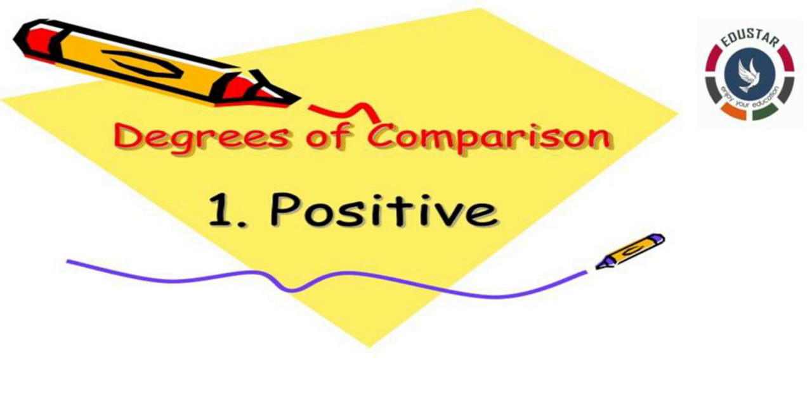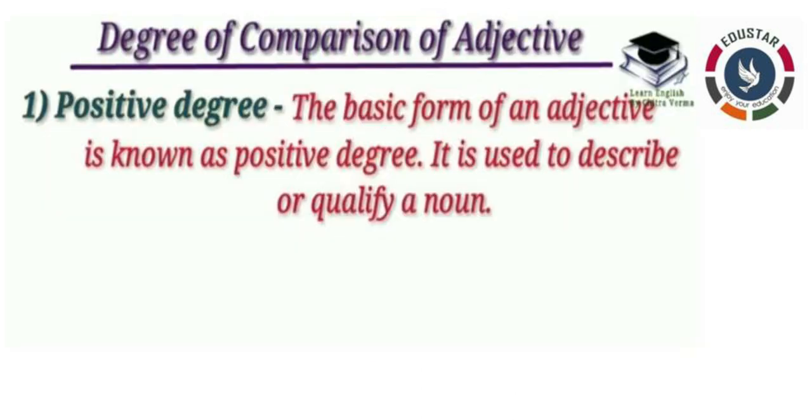Positive degree is used when no comparison is made. Positive degree is the basic form of an adjective, and it is used to describe or qualify a noun. Can you understand what is positive degree? It is just describing or qualifying the noun. No comparison is made in the positive degree.